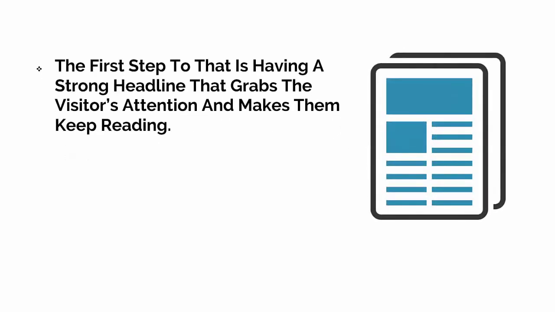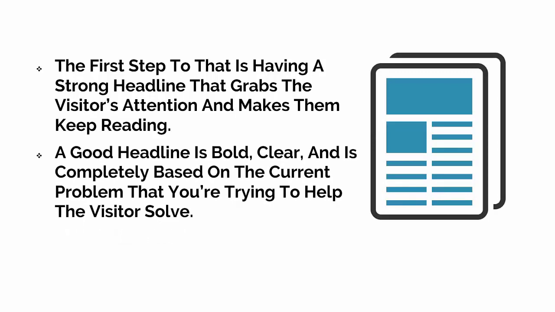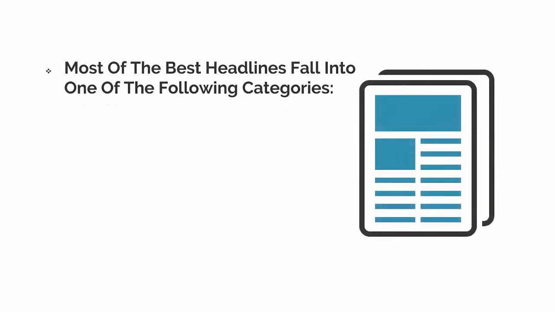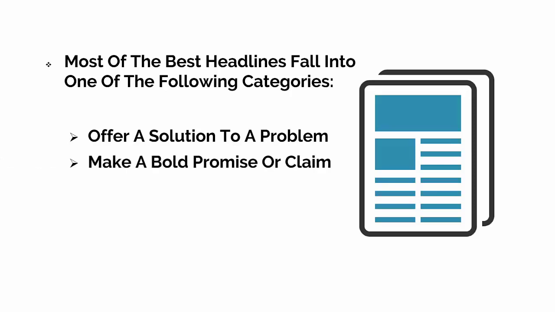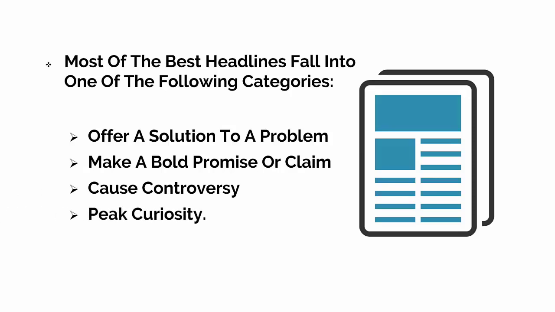The first step to that is having a strong headline that grabs the visitor's attention and makes them keep reading. A good headline is bold, clear, and is completely based on the current problem that you're trying to help the visitor solve. Most of the best headlines fall into one of the following categories. They offer a solution to a problem, they make a bold promise or claim, they cause controversy, for example, like saying you have to eat fat to burn fat, and they pique curiosity. In the headline, you need to tell them exactly what they're going to get.